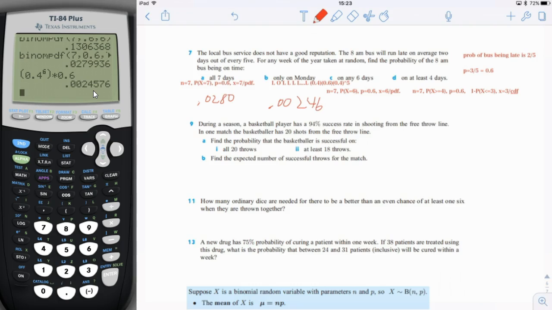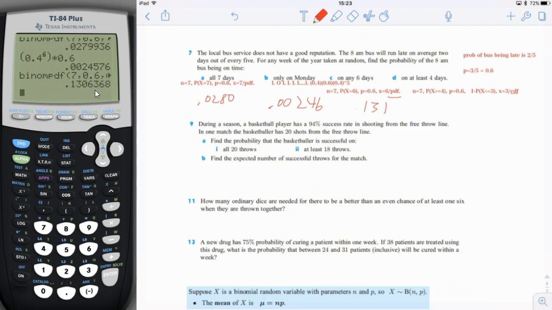Let's do the next one. The next one is binomial PDF. We can go ahead and grab this one because it's pretty much the same, and instead of all 7 days, we're going to put any 6 days. So the answer is 0.131.